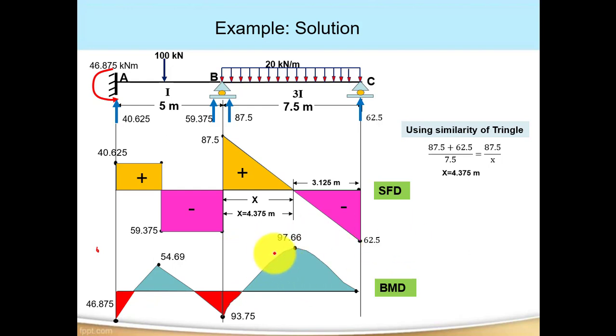Therefore, to determine the maximum bending moment, this x is important. Now, here we will stop. But in the other video, we will see another example with another loading condition and another support condition.